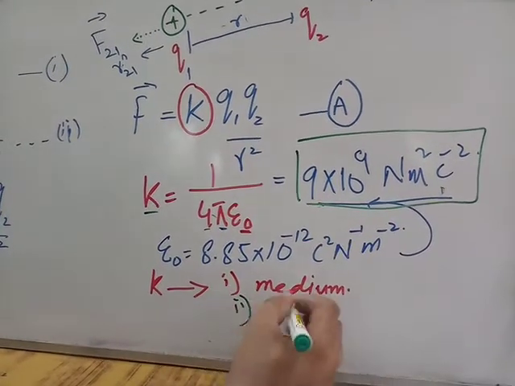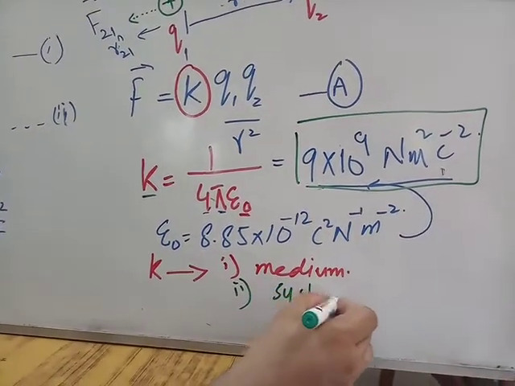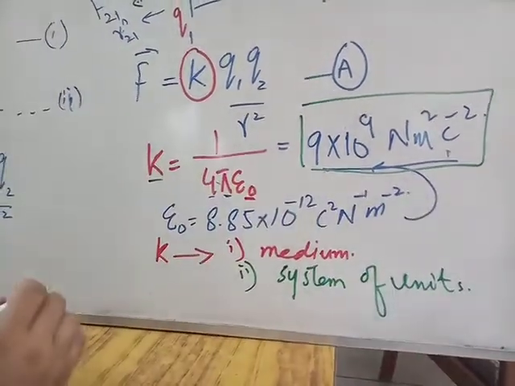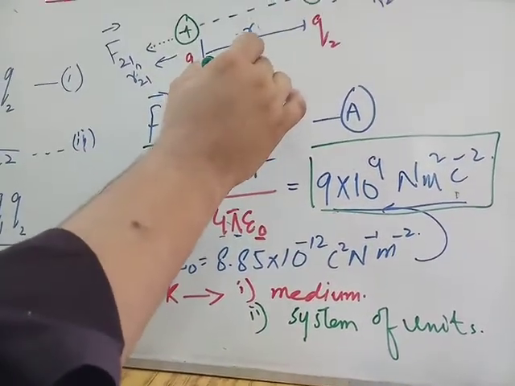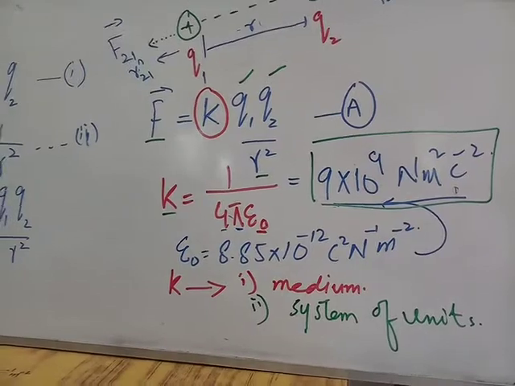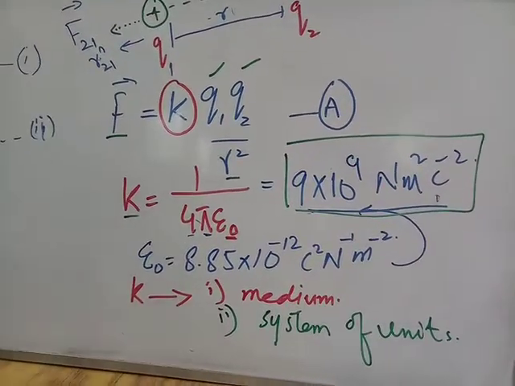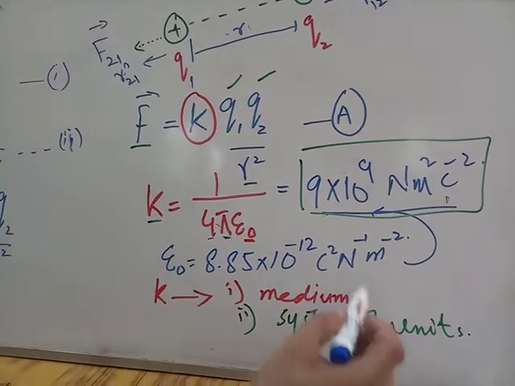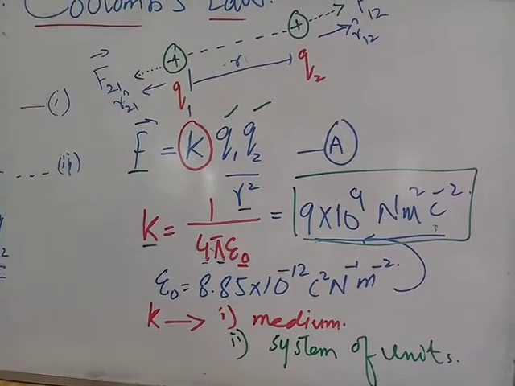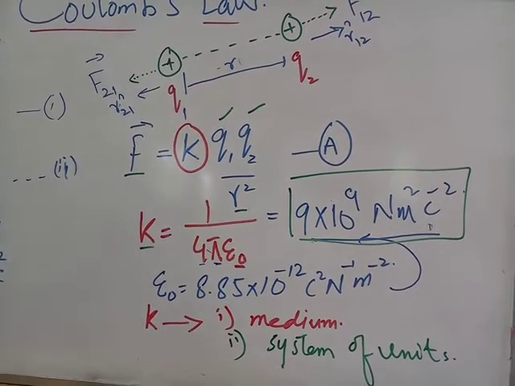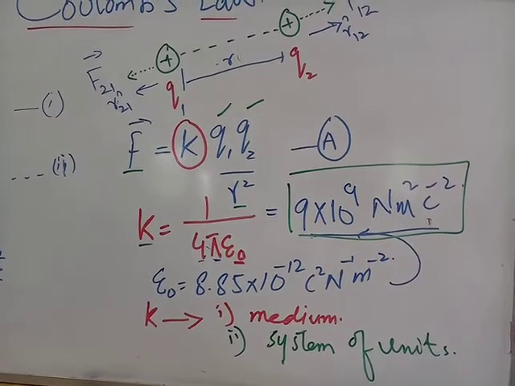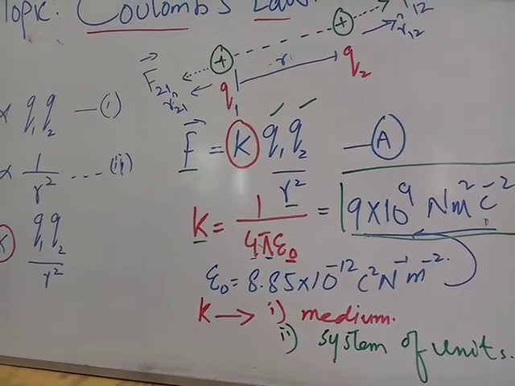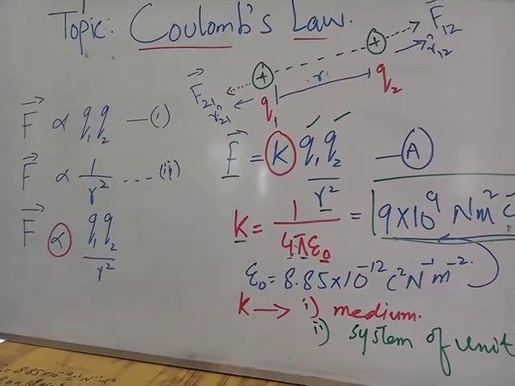The second one is the system of units, in which system we describe force, Q1, Q2 and r. In the SI system the value of K is different, in another system the value of K is different. So K depends on the medium between these two charges. We place air, vacuum, or other substances like glass, and the value will change. So this is Coulomb's law, and the formula of Coulomb's law is F is equal to K Q1 Q2.